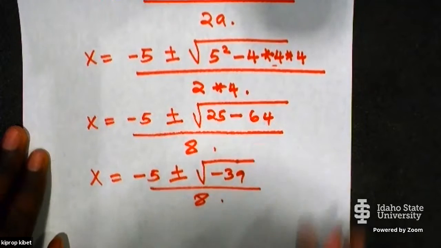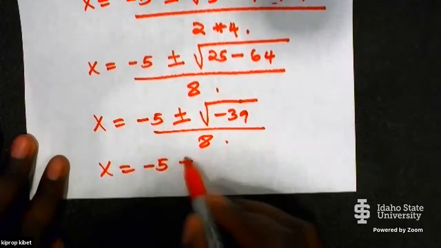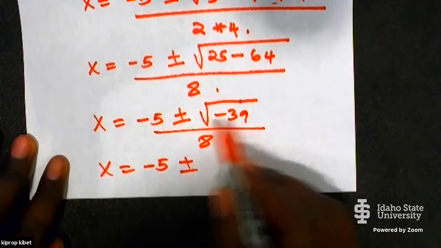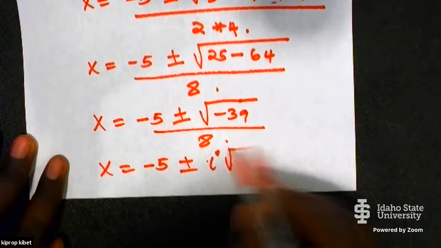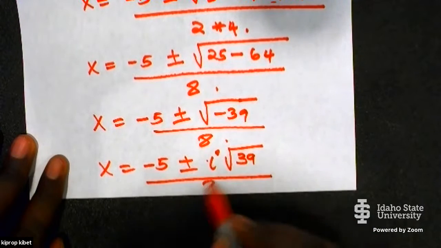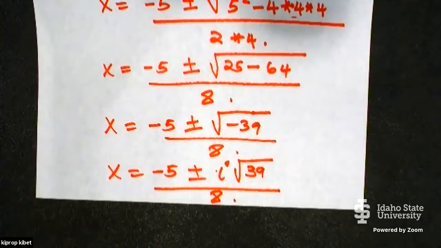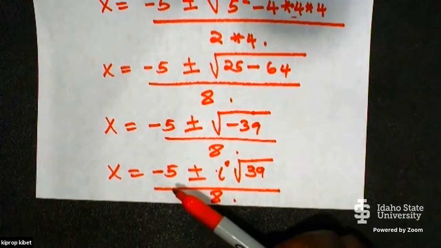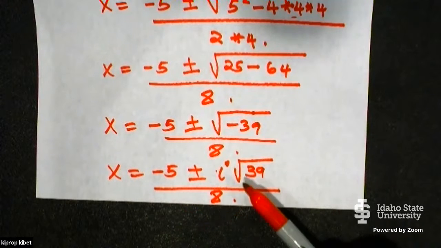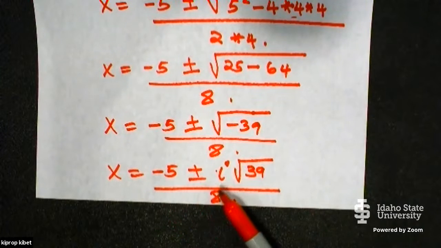Divided by 8. So our x equals minus 5 plus or minus the square root of minus 1, which is i, and then the square root of 39 there, all over 8. So our answer is minus 5 plus i root 39 over 8, or minus 5 minus i root 39 all over 8.